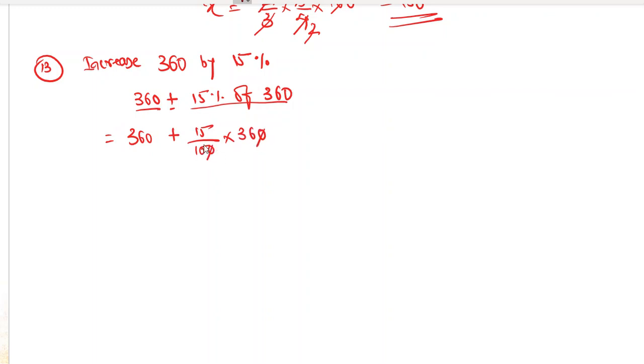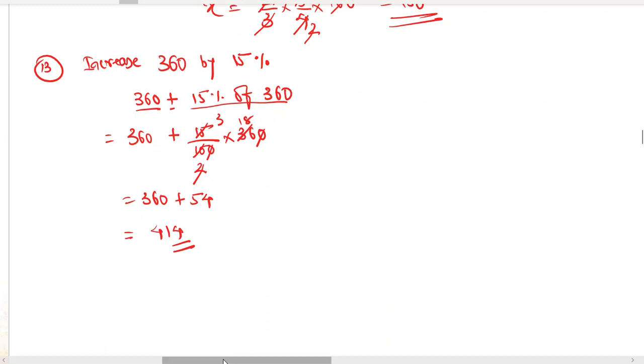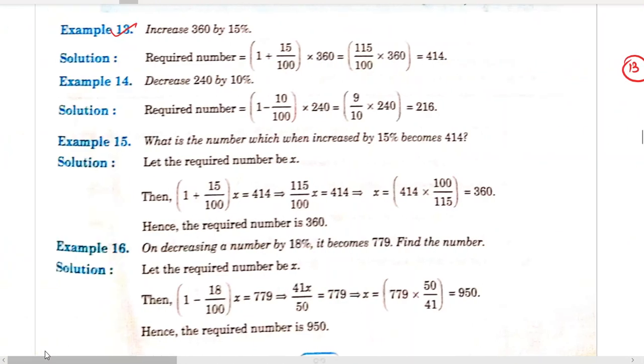Zeros cut, 5 2s are 10, 5 3s are 15, so this is 360 plus 18 multiplied by 3 is 54. So 360 plus 54 is 414. Let's check if our answer is correct. Yes, it is correct. Next question, decrease 240 by 10%.